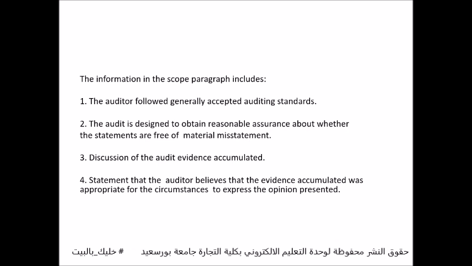Number 1. The auditor followed generally accepted auditing standards. Number 2. The audit is designed to obtain reasonable assurance about whether the statements are free of material misstatements. Number 3. Discussion of the audit evidence accumulated. Number 4. Statement that the auditor believes that the evidence accumulated was appropriate for the circumstances to express the opinion presented.